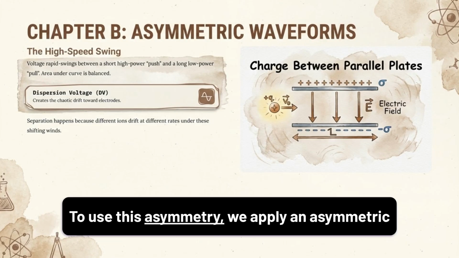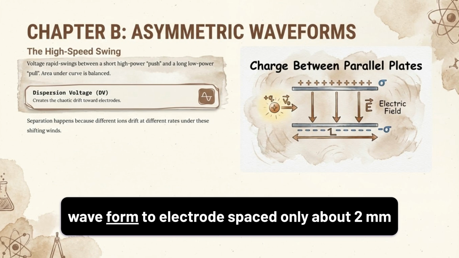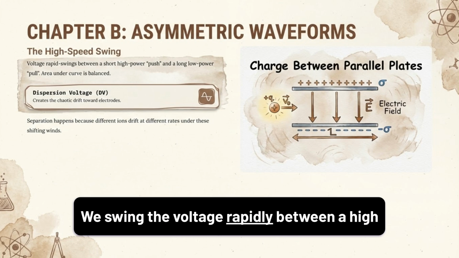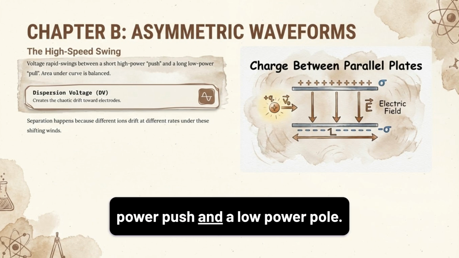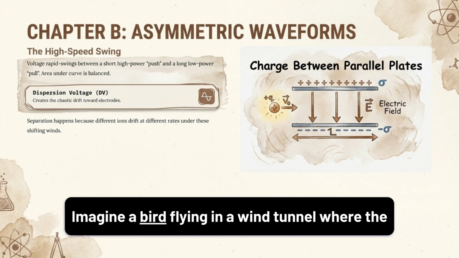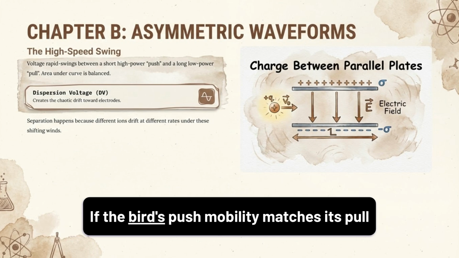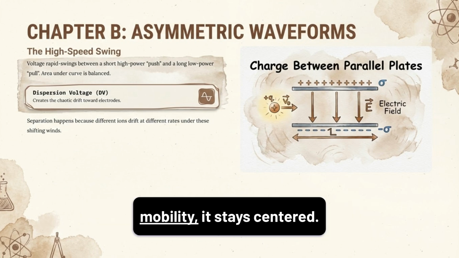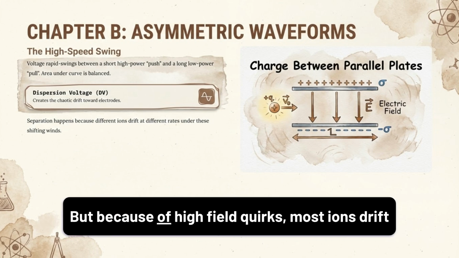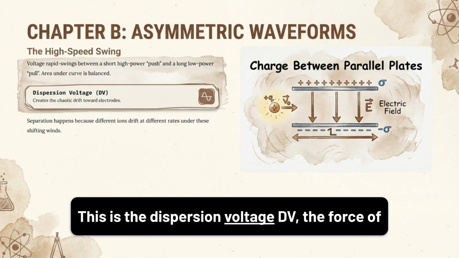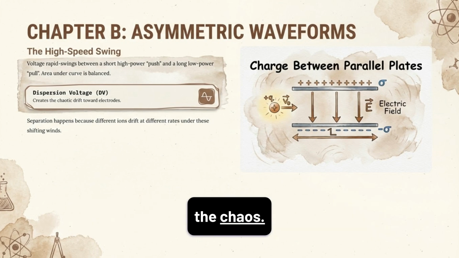To use this asymmetry, we apply an asymmetric waveform to electrodes spaced only about 2 millimeters apart. We swing the voltage rapidly between a high power push and a low power pull. Imagine a bird flying in a wind tunnel, where the wind changes direction every millisecond. If the bird's push mobility matches its pull mobility, it stays centered. But because of high field quirks, most ions drift and hit the wall. This is the dispersion voltage dV, the force of the chaos.